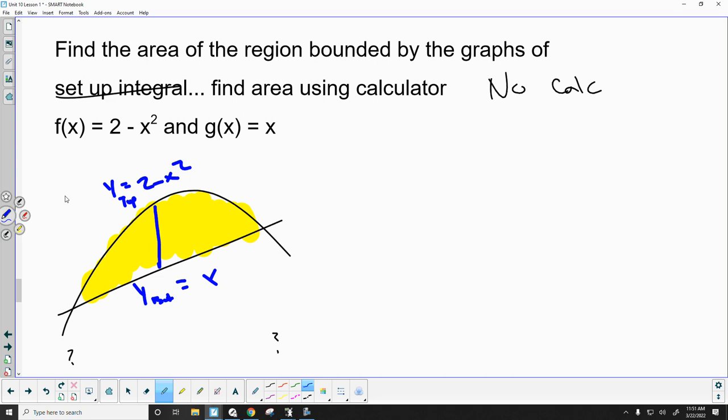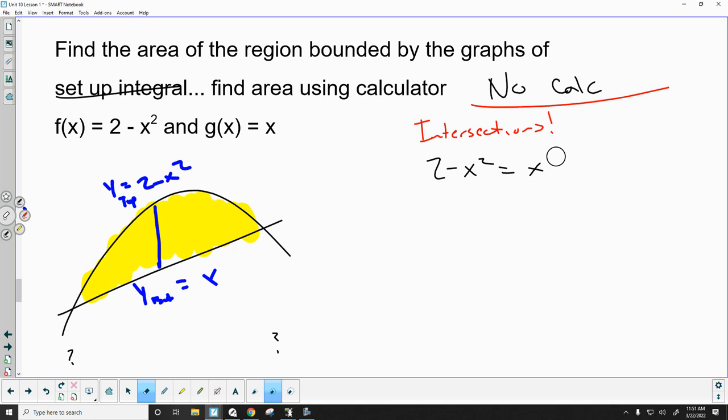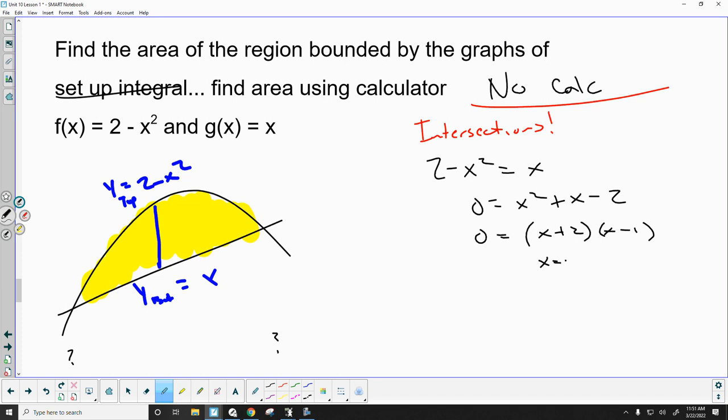Now, if you had your calculator and you stuck in calc intersect, that's cheating. You don't have your calculator. How do you find the intersection? Set them equal to each other. How do you solve this equation? Yep. It's your friend the quadratic. Oh boy. You get x equals negative 2 and positive 1.